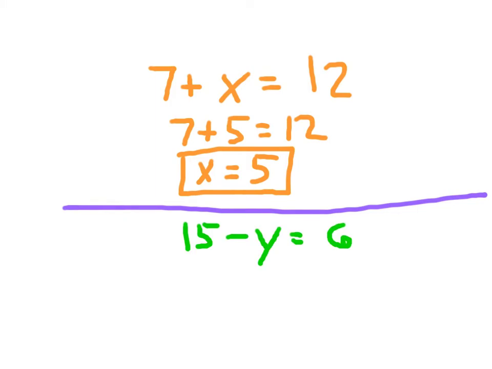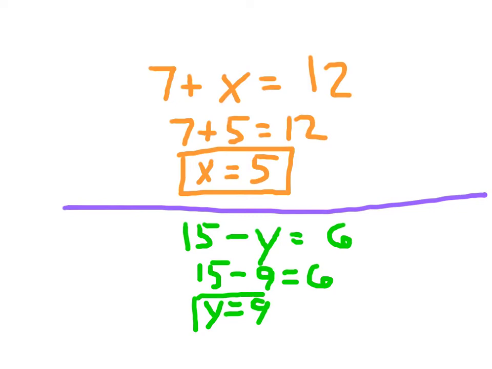Here's another one where it says 15 minus y equals 6. 15 minus y equals 6. 15 minus some number equals 6. 15 minus 9 equals 6. So our solution we write as y equaling 9. And again, I'll box that.